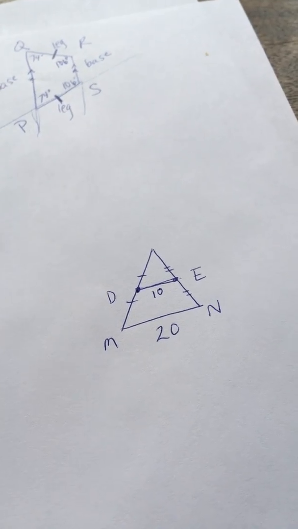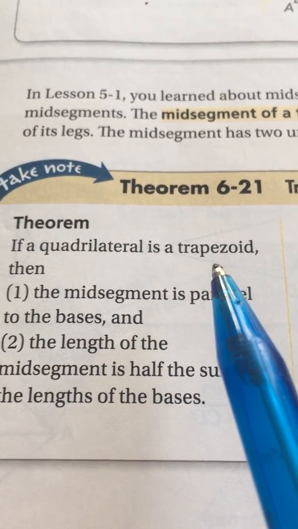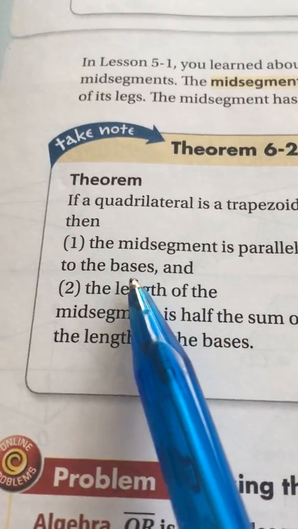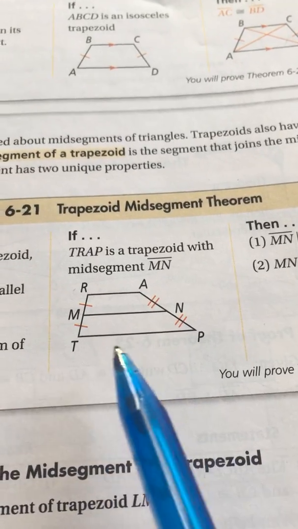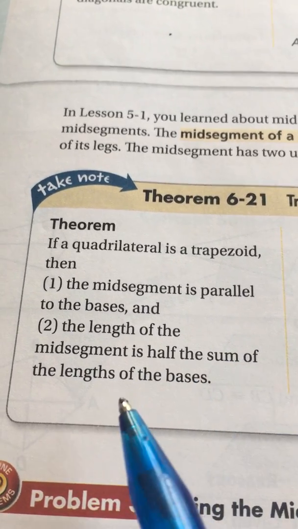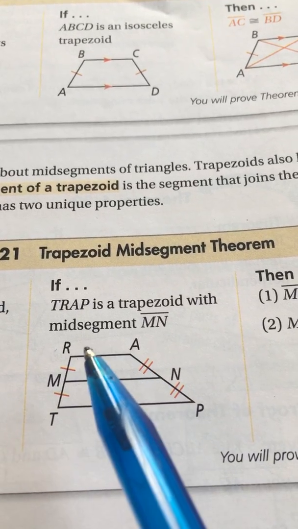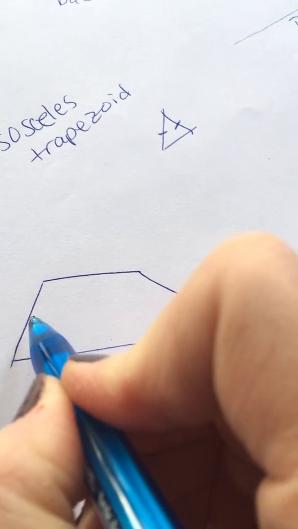Okay, so the trapezoid midsegment theorem says if you have a trapezoid, can be any trapezoid, doesn't have to be isosceles, you know that the midsegment will be parallel to the bases, so MN will be parallel to RA and TP, and the length of the midsegment is half the sum of the lengths of the bases, so MN will be half of the length of RA plus TP. So let me just draw this here.